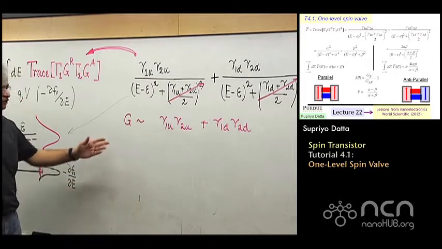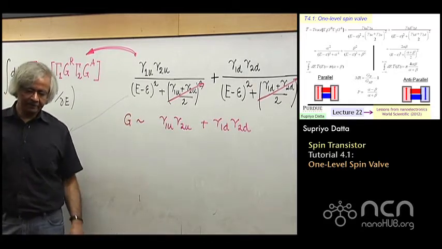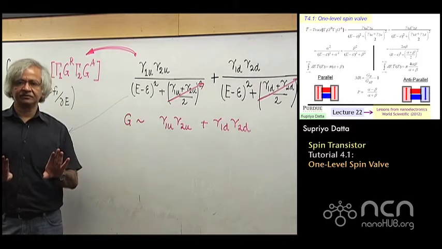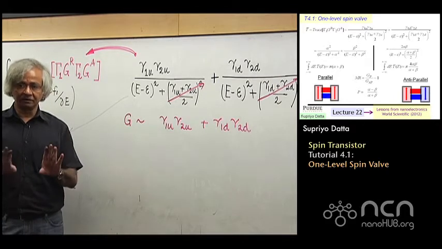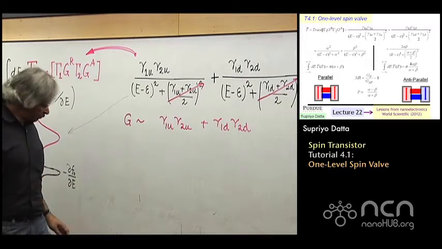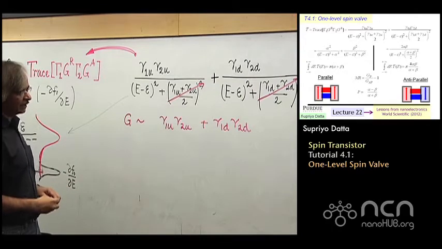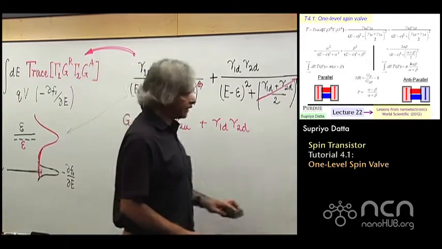Now the question is, you could say, well, if that's the case, can we understand from this why parallel magnets give you less resistance, or more conductance, compared to anti-parallel magnets. And the way I would argue is that, well, if you had parallel magnets, let's go there.